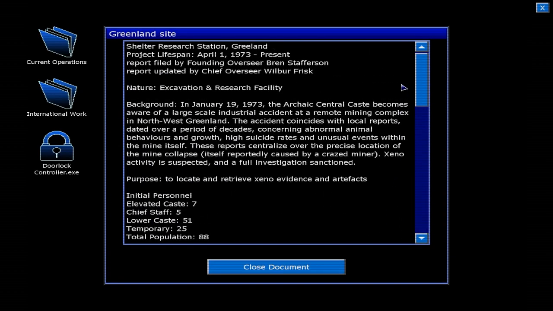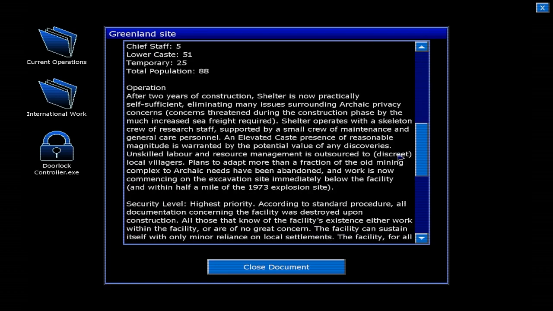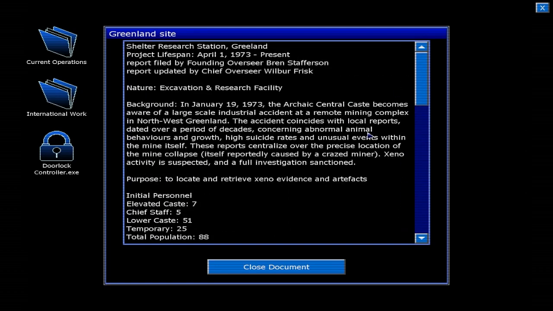I mean, I guess if he was infected and he still had the ability to maintain some of his own thoughts and ideals, then it would make sense why he would want to stop other people from getting infected, but... Okay, excavation research facility, background.